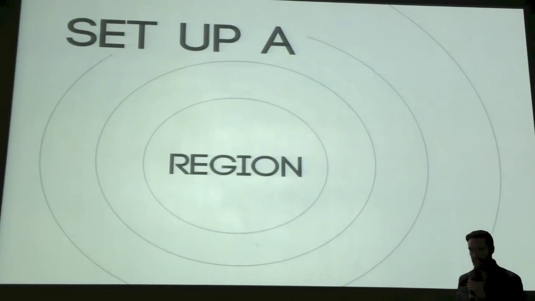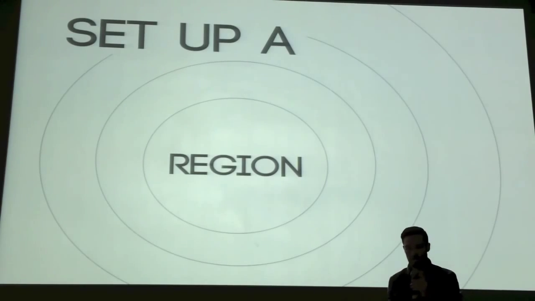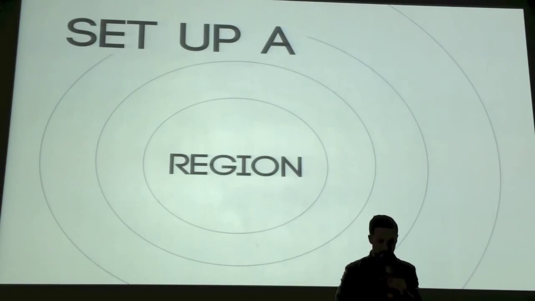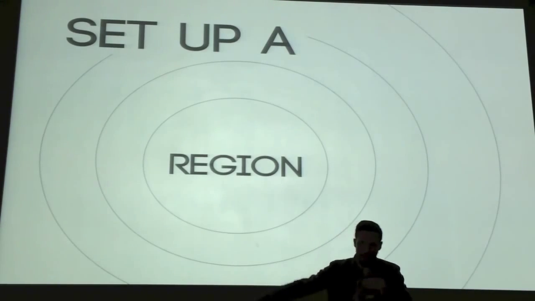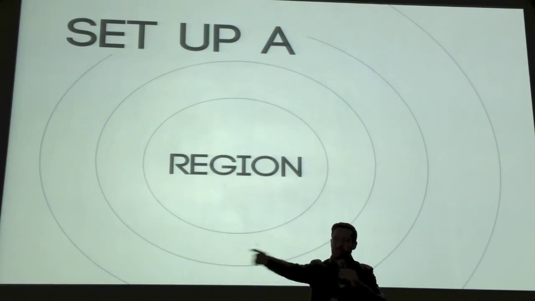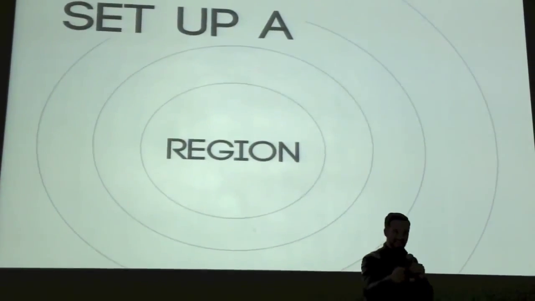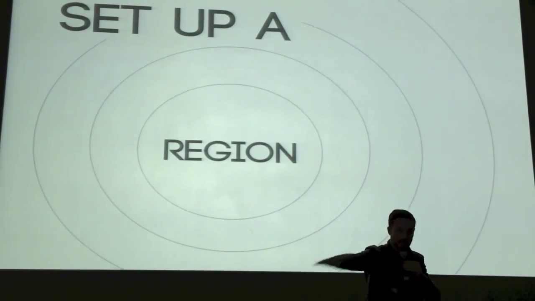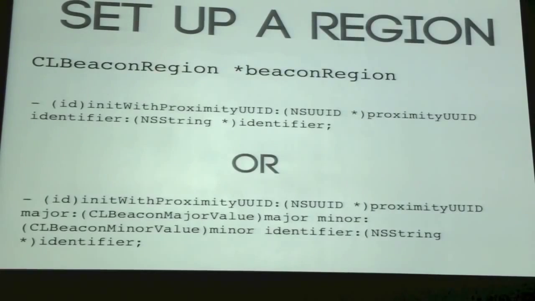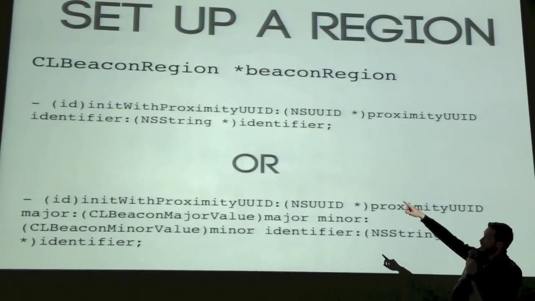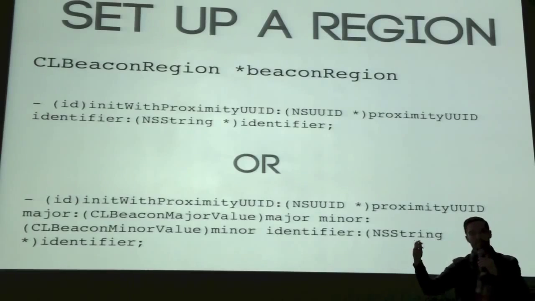Second, you need to set up a region. A region is basically just like, okay, here's a point in space, and if a smartphone or a user of your app enters within a certain radius of that point in space, you can trigger something. So we're setting up that point in space, and we're setting up this radius. That's what you've got to do second. And you do that by creating something called a CLBeaconRegion, and this is a subclass of CLRegion.